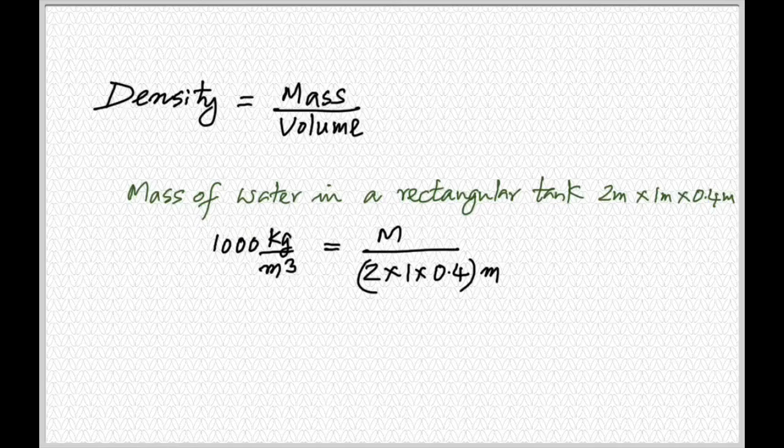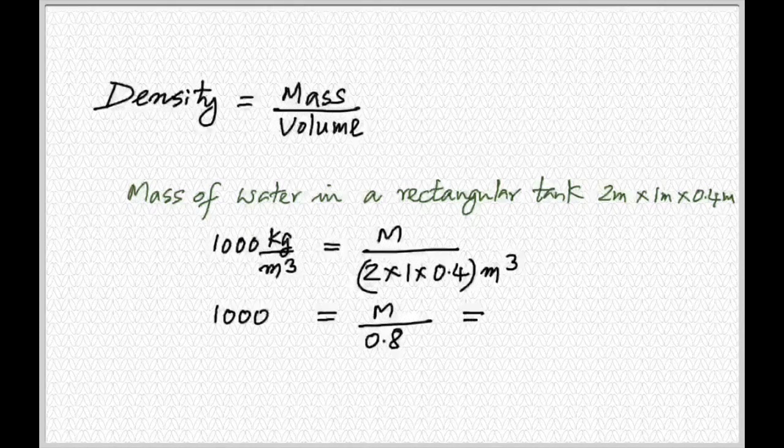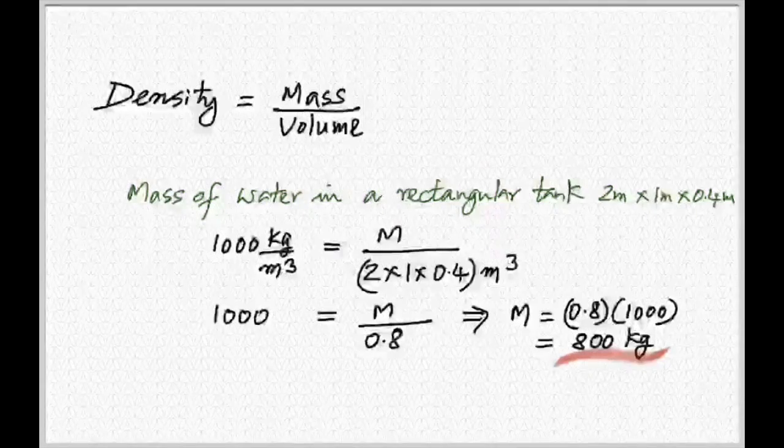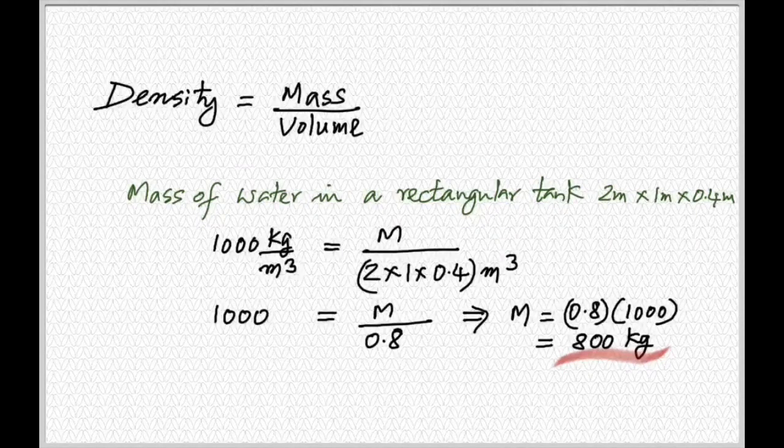So what we do is, knowing that the density of water is 1000 kilogram per meter cube, you plug it into this formula. We're looking for mass. The volume is length times width times height, which gives 0.8. So rearrange that and you get the mass of water in the tank is 800 kilograms. So density is mass divided by volume, and you could be asked to find any one of those quantities with the other two given.